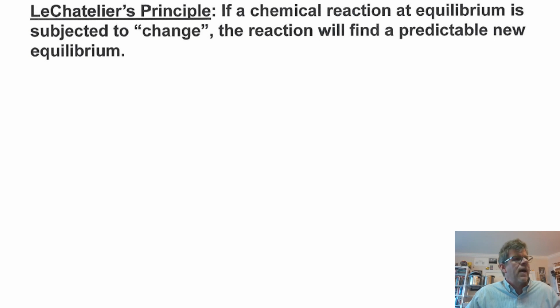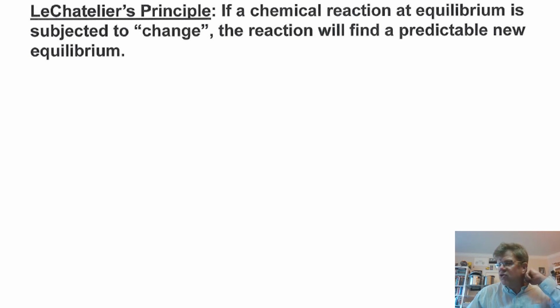If we encounter a reaction whose equilibrium sort of stalls out in the beginning or halfway through, we use what's known as Le Chatelier's principle, given up top here. The definition of which is, if a chemical reaction that's already at equilibrium, that's important, it's already stopped, is subjected to change, the reaction will find a predictable new equilibrium.